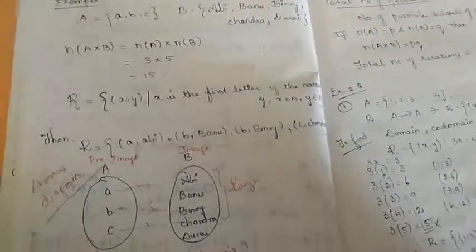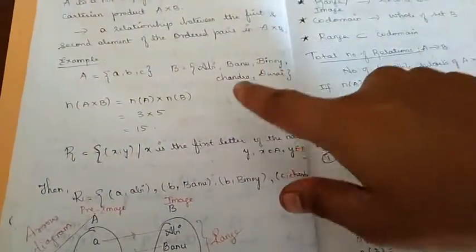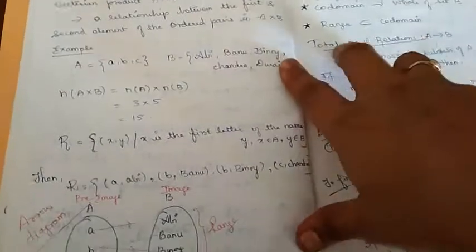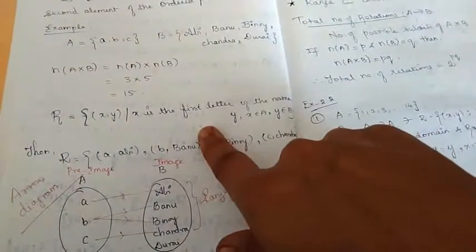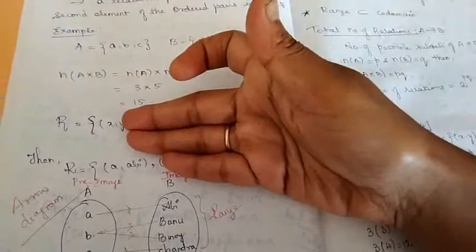Right? For example, see, the set A has a, b, c, and set B has Abi, Banu, Binay, Chandra and Durai. Now here the relation defined is (x, y). So it is clear, since it is a subset of A cross B, in the relation also we are going to have only ordered pairs.